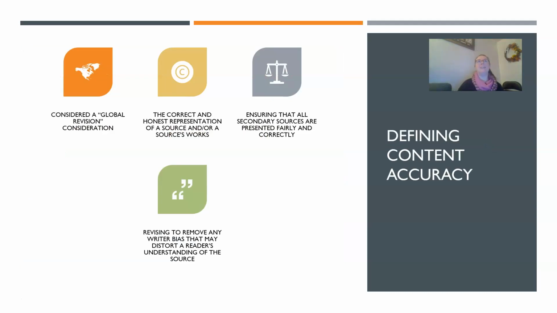All right, content accuracy. What does it mean and how does it fit within our concerns for revising written work? First and foremost, this is considered a global revision consideration. Recall that with global revisions, as opposed to local revisions, we want to focus on concepts or ideas that will affect the paper overall or the work overall. Recall that with local revisions, those are going to be more or less line edits.